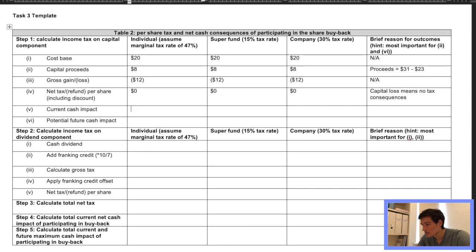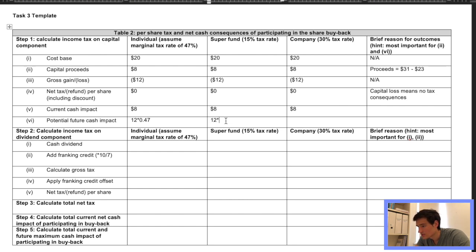Current cash impact. So here, what we're doing is we're using the marginal tax rate that we find, and we're using with the capital proceeds. Oh, sorry, that's for the next. So, yeah. So that's the $8 that comes across, not 12.